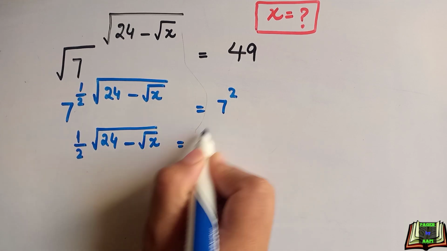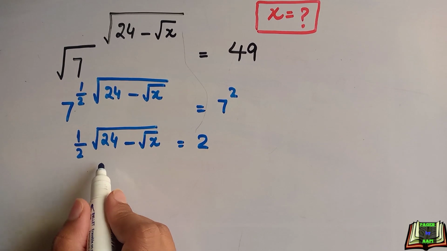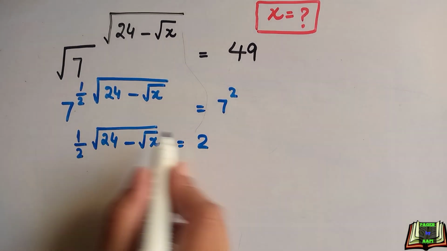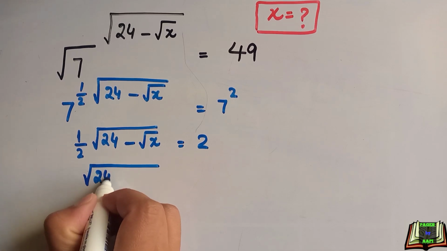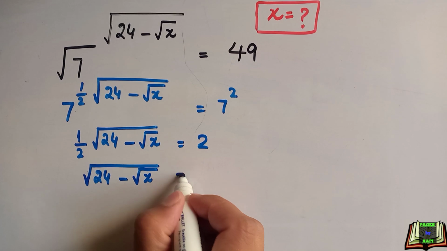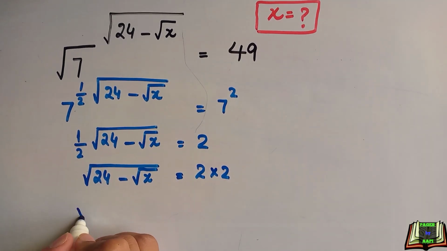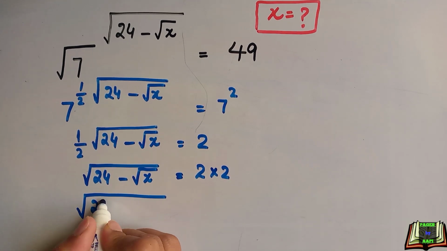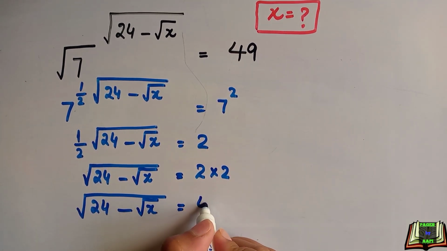1 over 2 times root of 24 minus root of x is equal to 2. We will take this 1 over 2 to the right hand side. So 24 minus root of x whole root is equal to, it will be multiplied on the other side, 2 times 2, 24 minus root of x whole root is equal to 4.